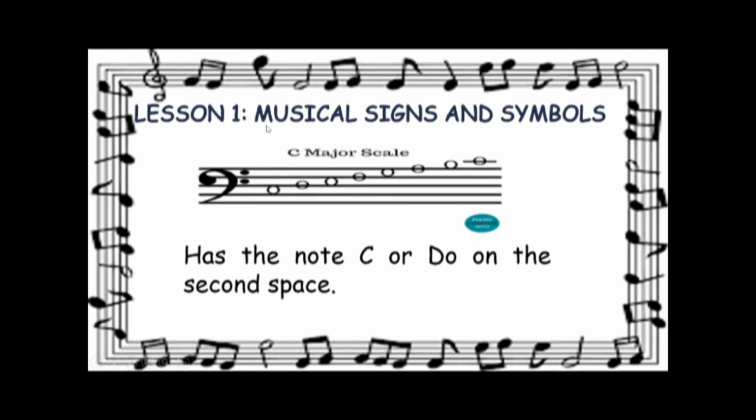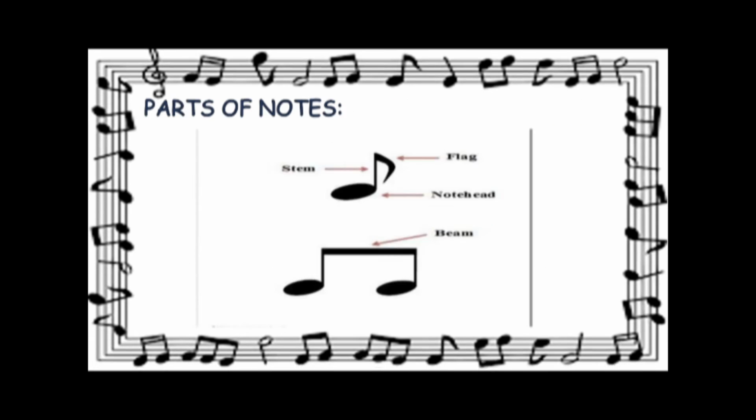Okay, now let's see the parts of a note. Okay, first part is the flag and the stem. This is what you call the stem, and the note head. When two notes are connected or two quarter notes are connected, they are seen like this. They usually look like this. And this part is what they call beam.